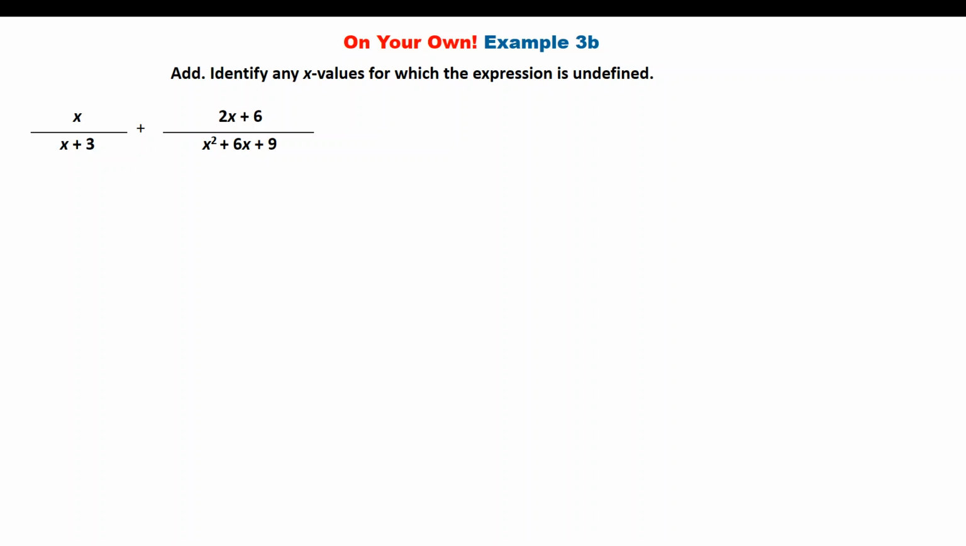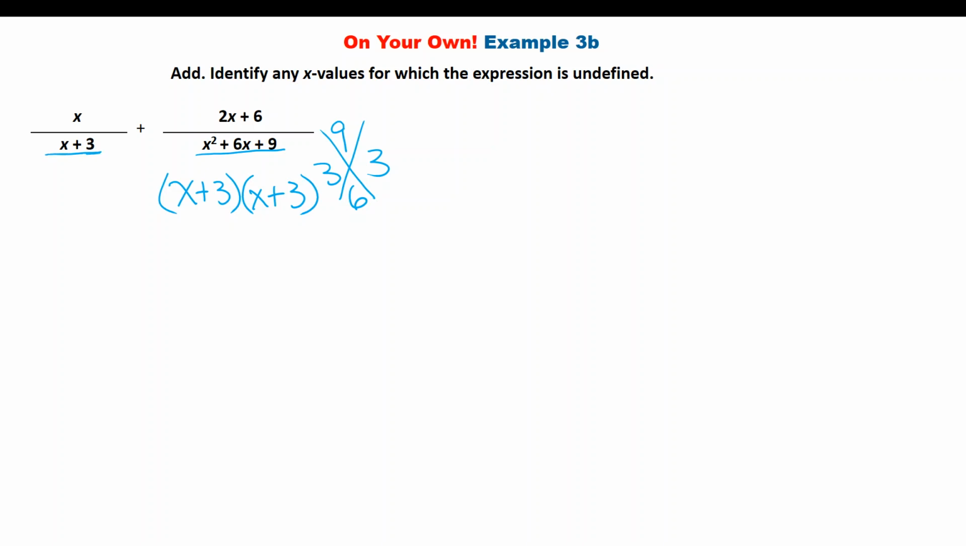Okay, so again on this one we have to check, and we do not have common denominators. So the first thing we need to do is factor this larger one. And so I'm going to say, what two numbers multiply together to get 9, add together to get 6? Well, we know that's 3 and 3, so this is going to be x plus 3 and x plus 3.